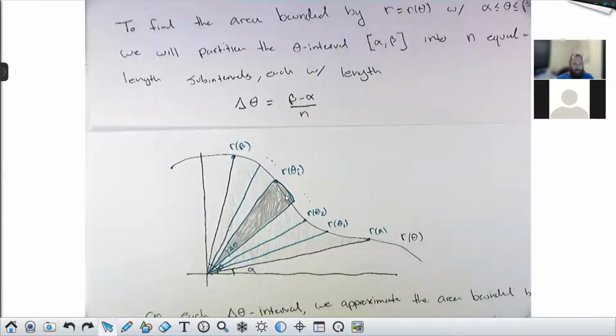So the black curve isn't exactly a circular sector, right? It's not exactly a circular arc, but as long as delta theta is small enough, this little error space here, the little bit that's missing, is very, very small. And as n goes to infinity, I use infinitely many of these little sectors, that error is going to go to 0. So we will get an exact area.